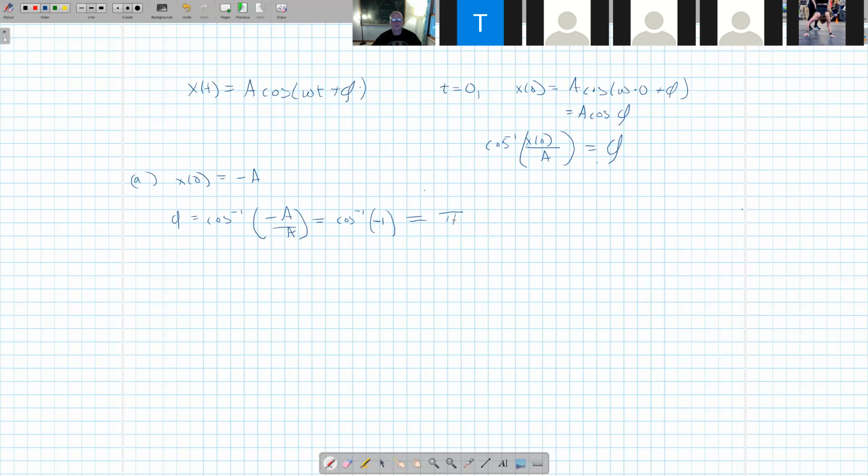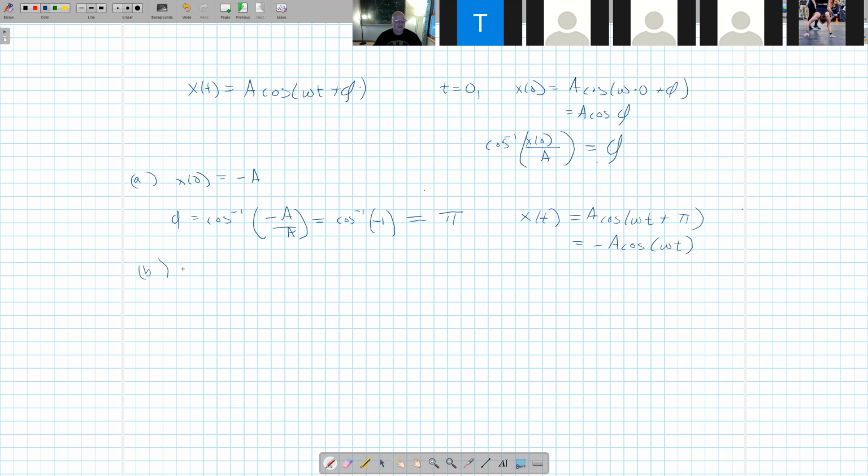Good. Exactly. So that means if we plug that back into our position as a function of time, which it doesn't ask us to do, but let's just do it anyways. So that means x of t then would be equal to A times cosine of omega t plus pi. But anytime I shift anything by pi, that's the same thing as negative A times cosine of omega t. Now, again, it doesn't ask us to do that, but let's just write it down anyways, just for fun.